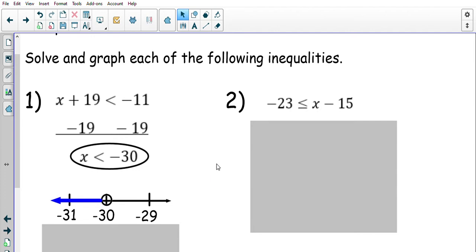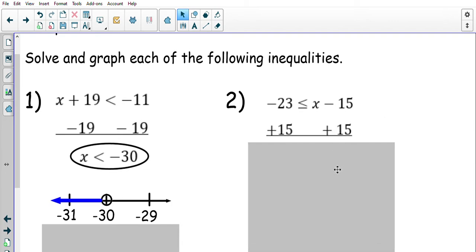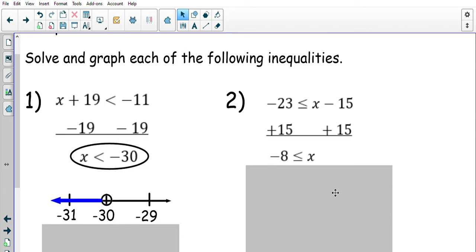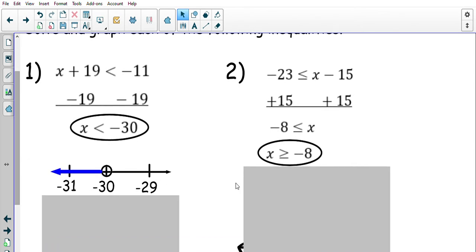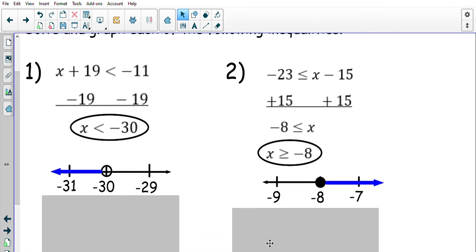All right, let's take a look at number 2. We have negative 23 is less than or equal to x minus 15. The inverse of subtracting by 15 is to add 15. Negative 23 plus 15 is negative 8, but I did rewrite it with the variable on the left, so it becomes x is greater than or equal to negative 8. Let's take a look at our graph. So for our graph, we've got negative 9, negative 8, negative 7. I've got a closed circle at negative 8, and I'm going to shade to the right, since numbers that are greater than or equal to negative 8 are to the right.